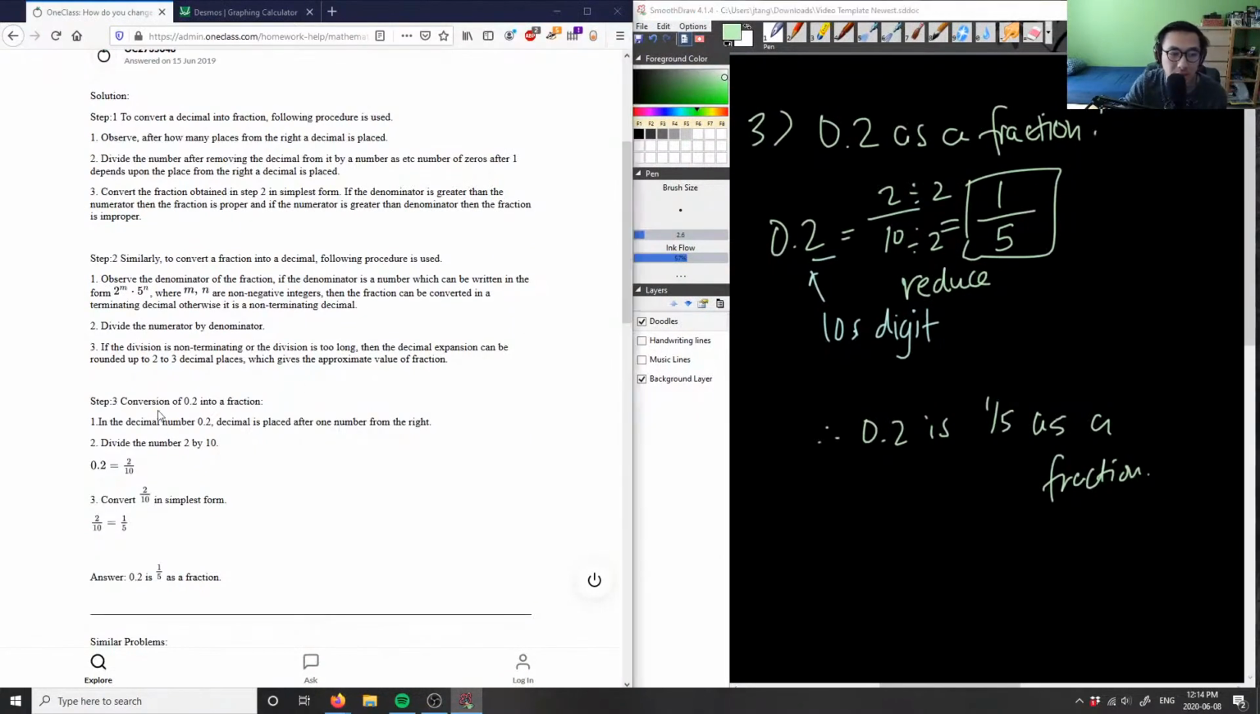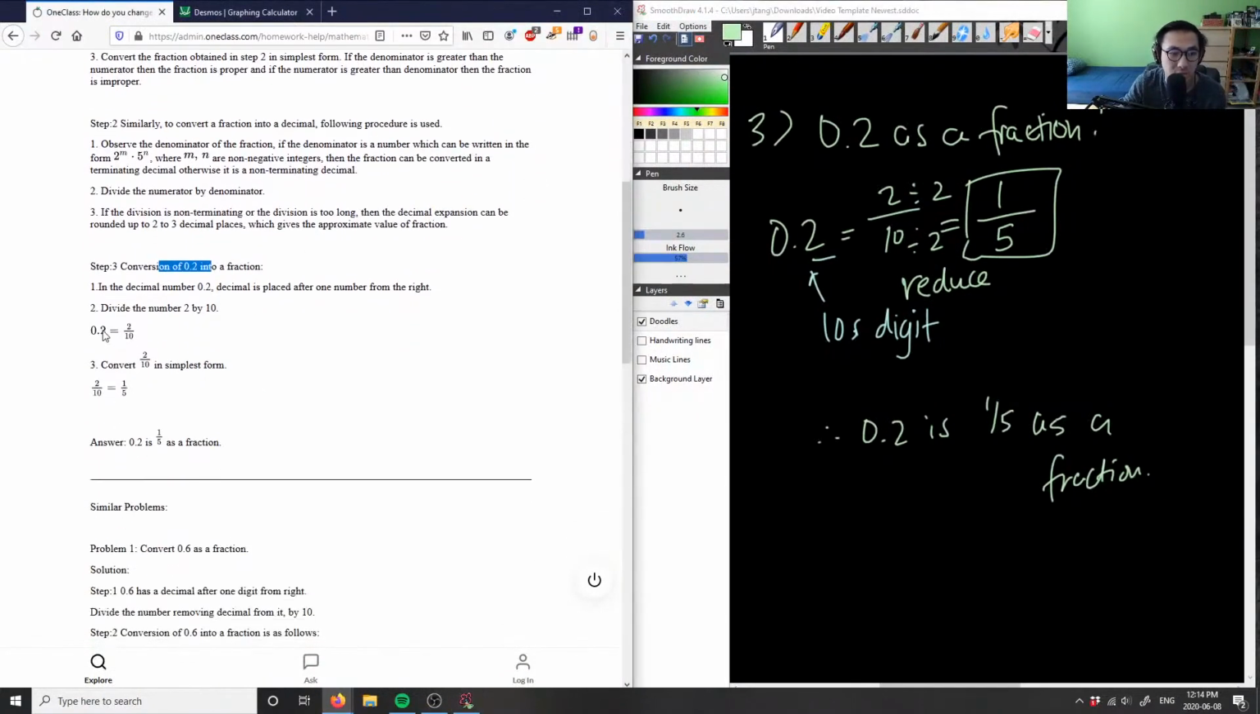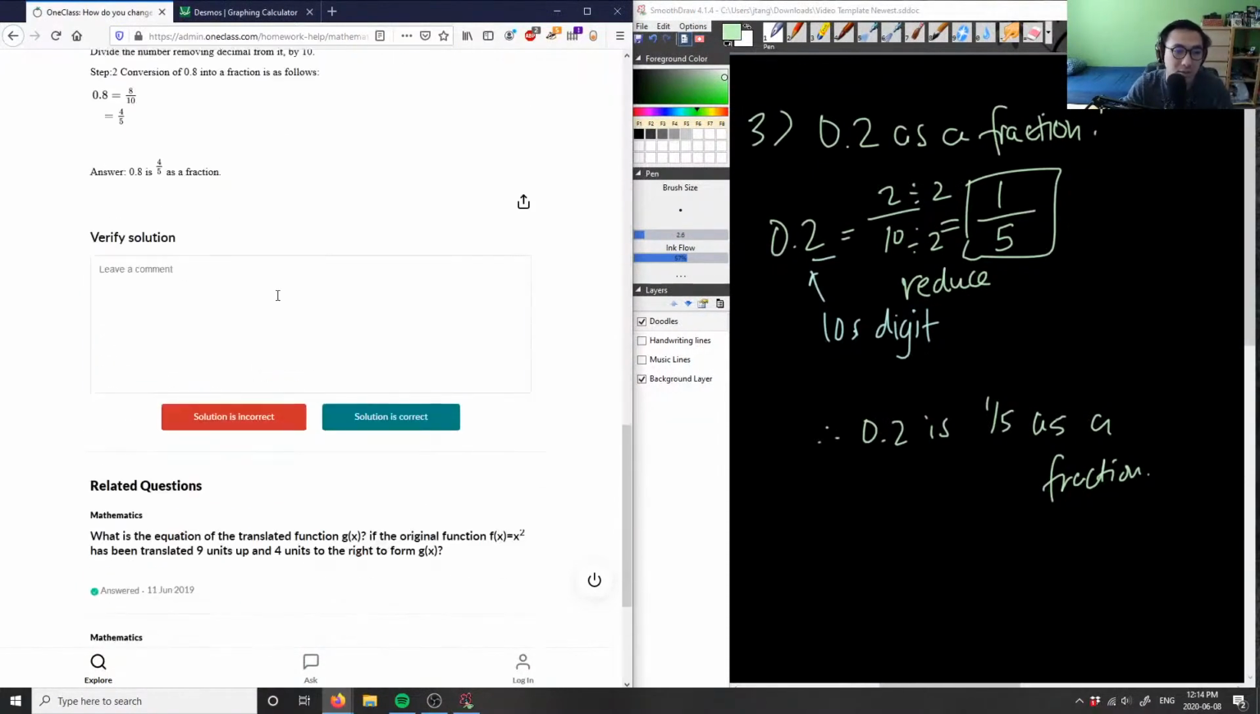So it says here, step: conversion of 0.2 as a fraction. So 0.2 equals 2/10, and then they reduce to lowest terms, which is 1 over 5. So the solution here is correct.